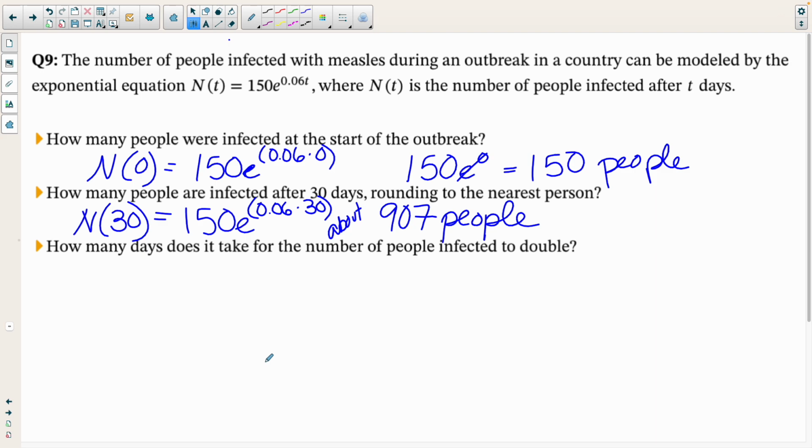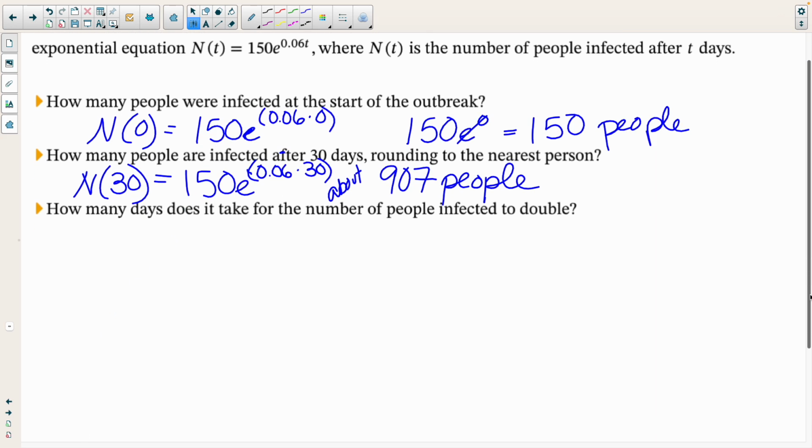Now the last one says how many days, so that's your t. So that, because we're clearly looking for t, that's the one we're going to have to use logs. And because this is an e equation, we're going to use the natural log. So it says how many days does it take for the number of infected people to double? Remember that we started with 150 infected people. So what has to go on the other side? 300. 300, excellent. Because we want it to be doubled.